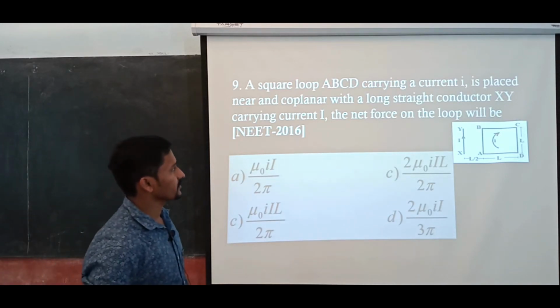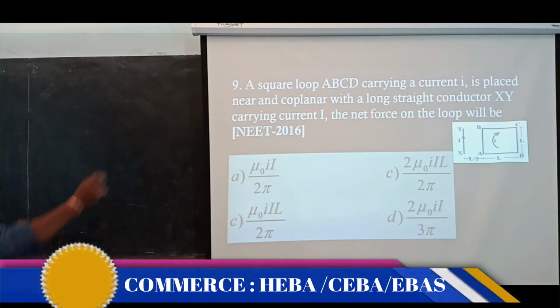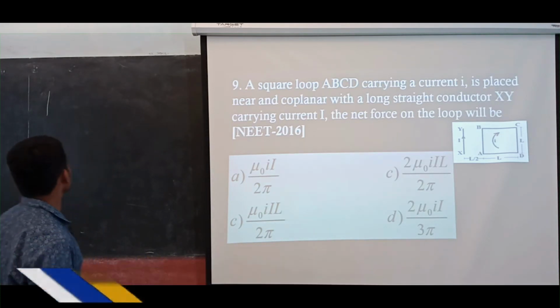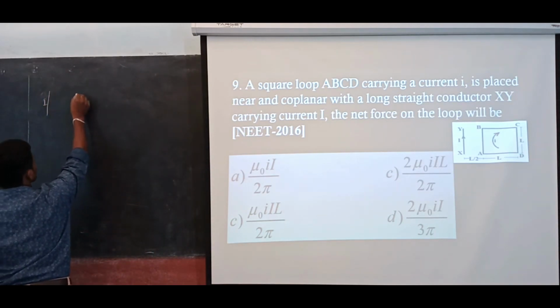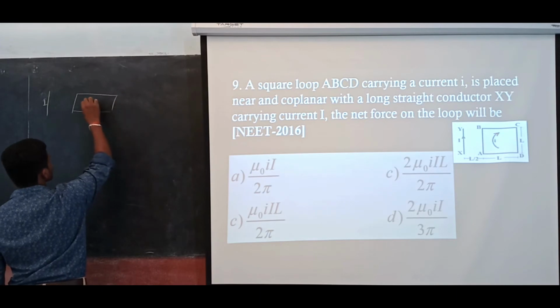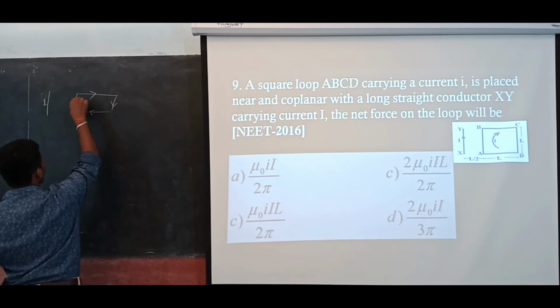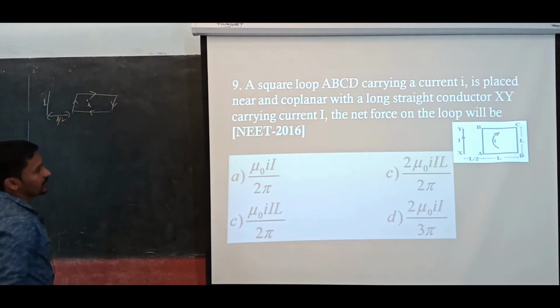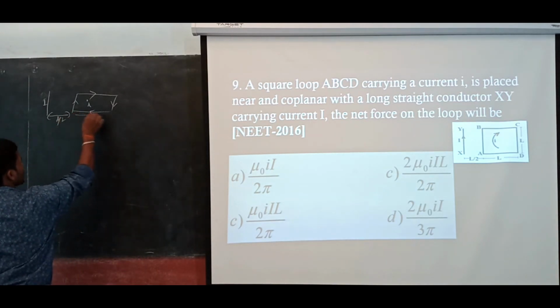Carrying a current I, the net force on the loop will be... See, the current carried is I and capital I. This is I. It is moving clockwise, no? That is small letter i. This distance L by 2 they have given, and that distance is capital letter L.